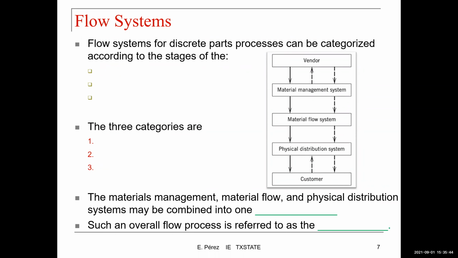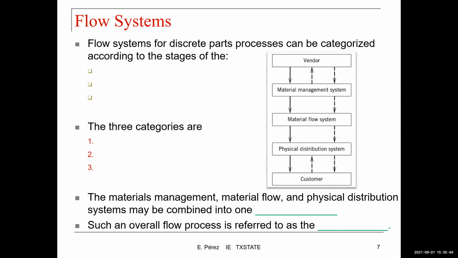Such an overall flow process is referred to as the logistics system. And we talk about logistics a lot now with all these major companies like Amazon and so on. So there's three areas, three categories. We're going to talk about each one of them now.